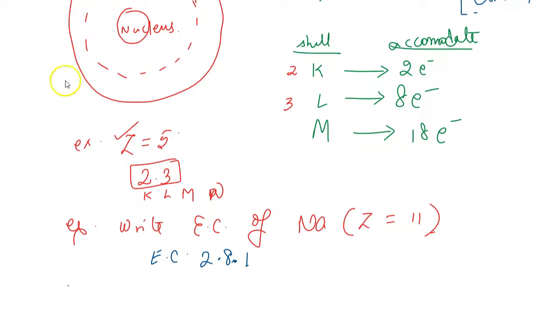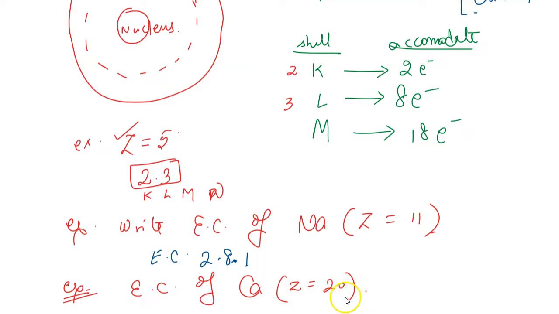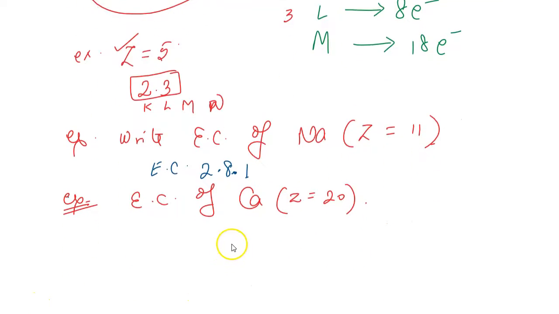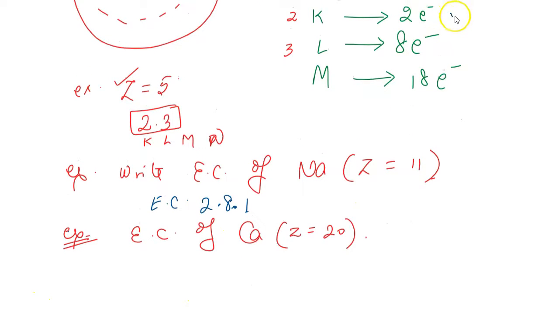Now let us write the electronic configuration of calcium. I have already told you to remember the atomic numbers of elements from 1 to 20 at least, and also the masses from 1 to 20. That will be really helpful. But let us suppose if you do not remember, I give you that calcium, the atomic number is 20. Write down the electronic configuration. Let us see here. It can accommodate up to 2, 8 and 18.